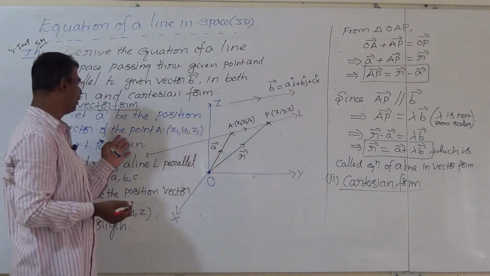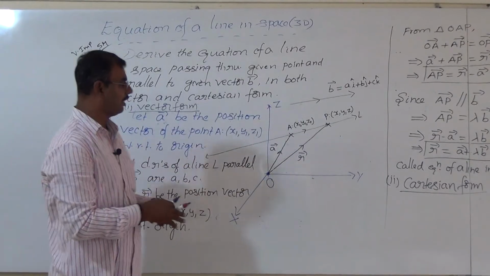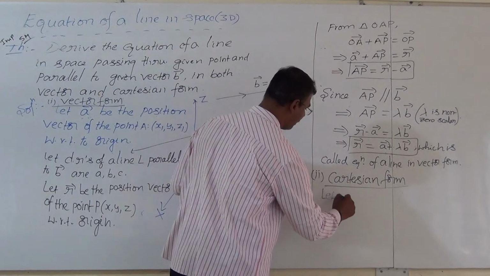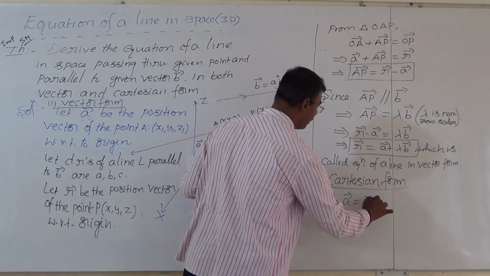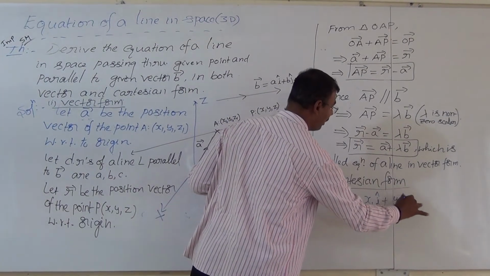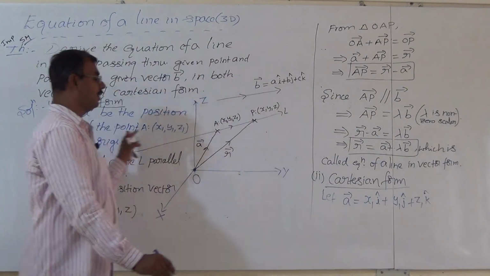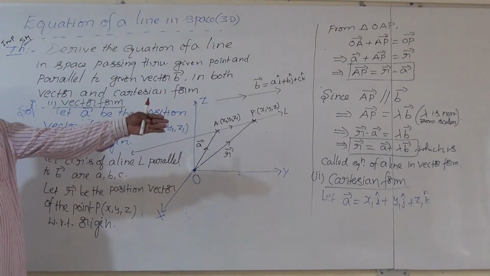So take the point here. What is the A vector? x1, y1, z1. Write in vector form. Simply let A vector be equal to x1 i plus y1 j plus z1 k. Already we have taken A bar as the position vector of the point A. So write in the vector form.